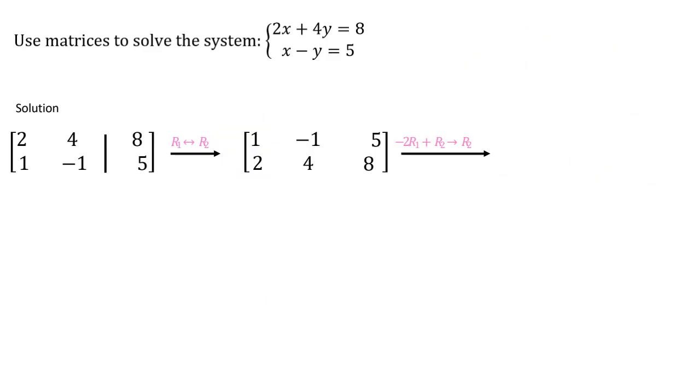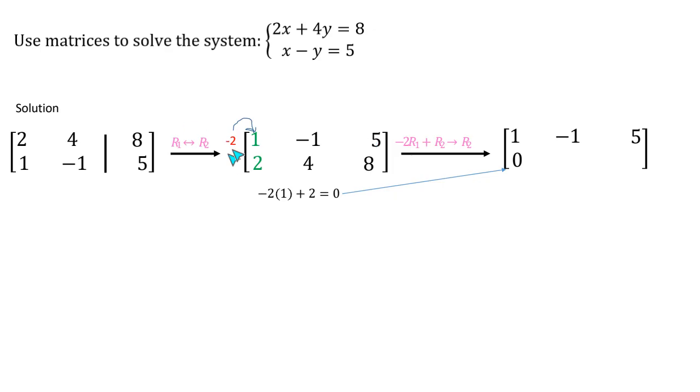So let's do that on the next slide. We're going to take -2 times row 1, add it to row 2, and whatever answer we get, we're going to put it back in row 2. So row 1 is not going to be changed. I can just write that row 1: 1, -1, and 5. That's my row 1. I do not want to change it.